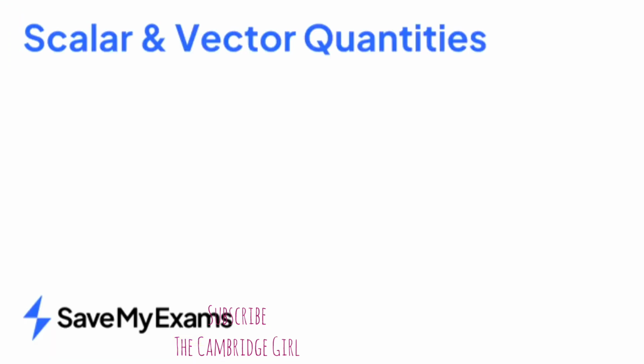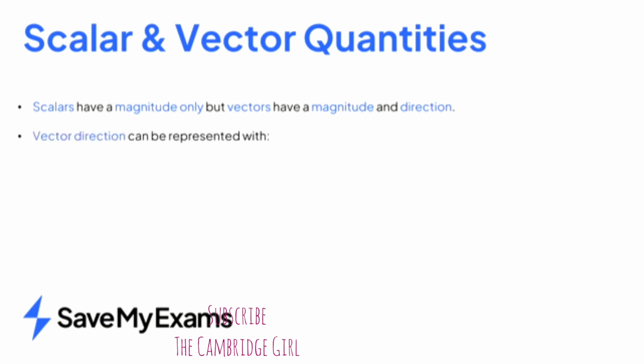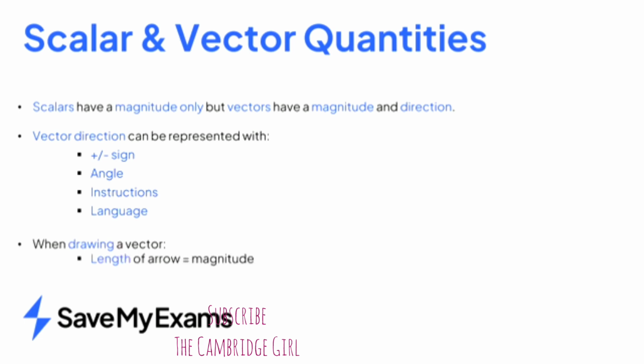In summary, scalars have a magnitude only, but vectors have a magnitude and a direction. Vector direction can be represented in several ways, with a plus or minus sign, an angle, instructions, or with language. For example, displacement is the vector quantity of distance. When drawing a vector, the length of the arrow represents the magnitude. The direction of the arrow represents the direction of the vector.